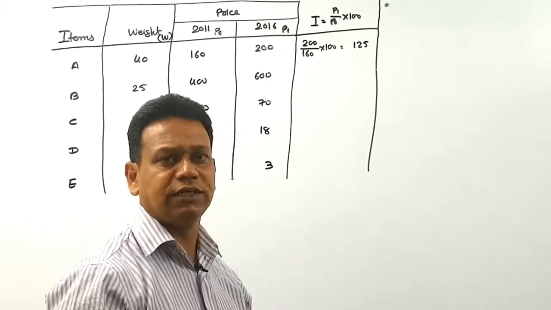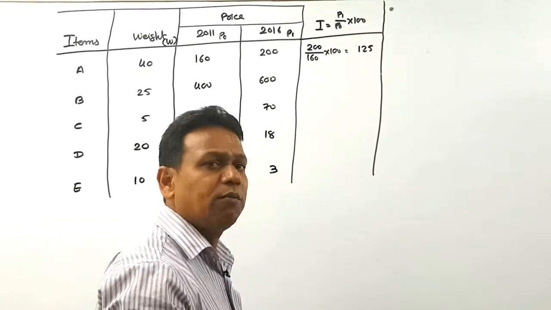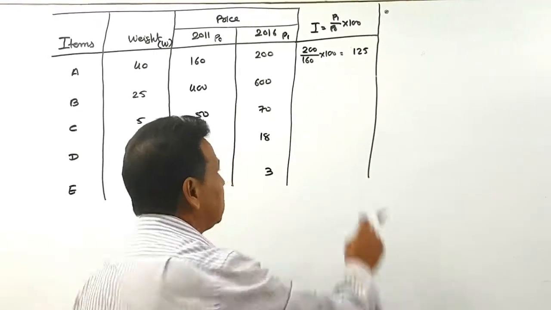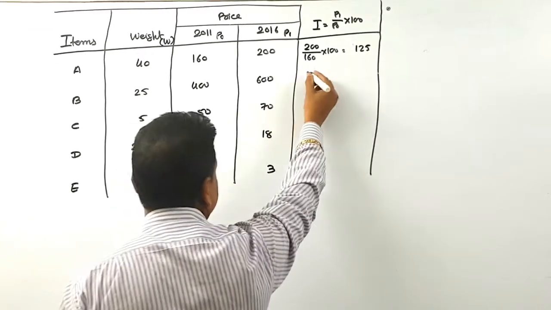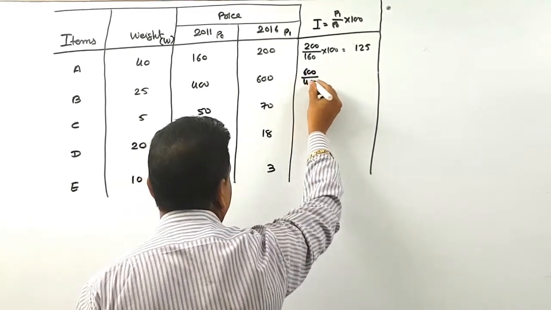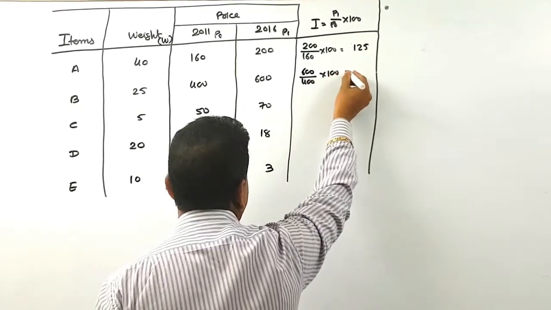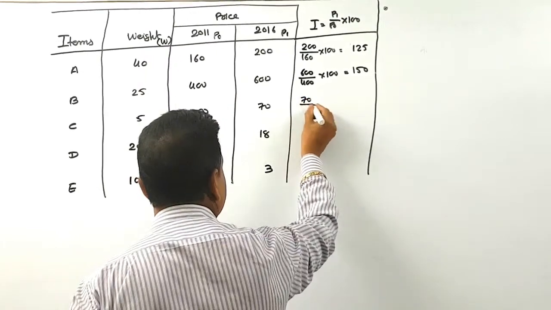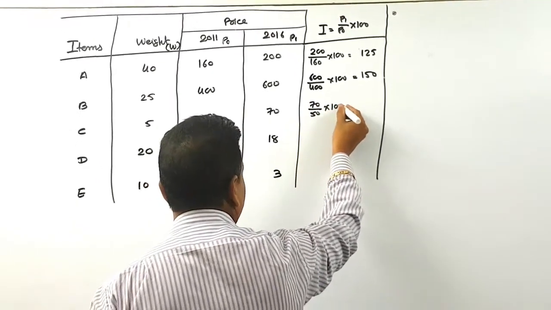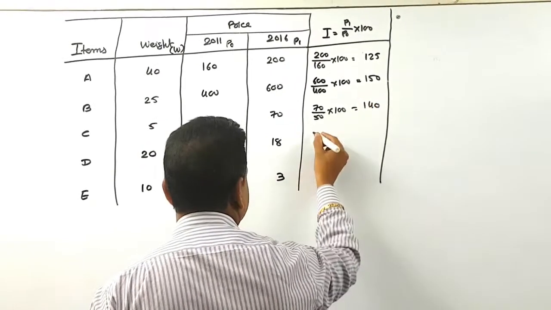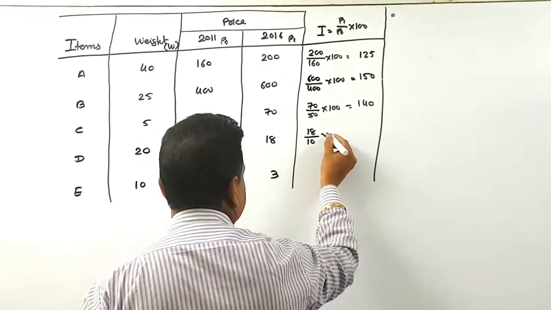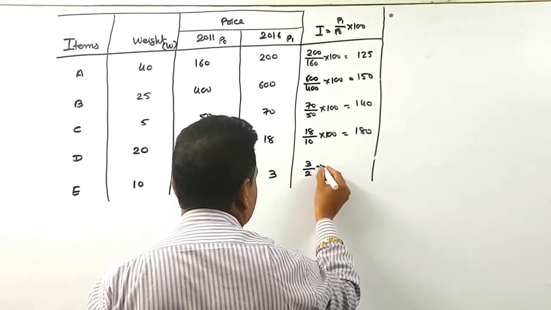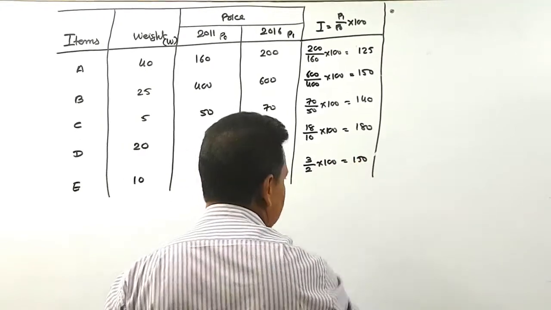If you have sufficient time, you can mention it, there is no worry. But if you don't have time, you can make all the calculations on a calculator and show the last answer over here. So now 600 divided by 400 into 100, it is 150. Then 70 divided by 50 into 100, it is 140. 18 divided by 10 into 100 is equal to 180. 3 divided by 2 into 100, it is 150.